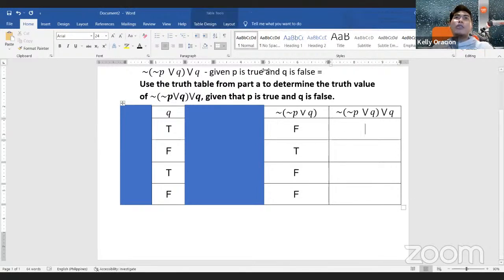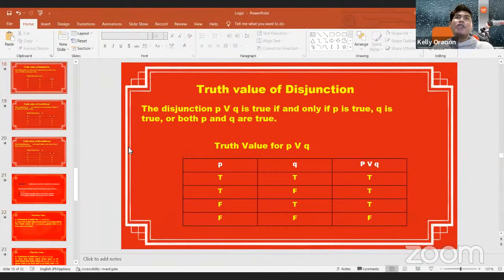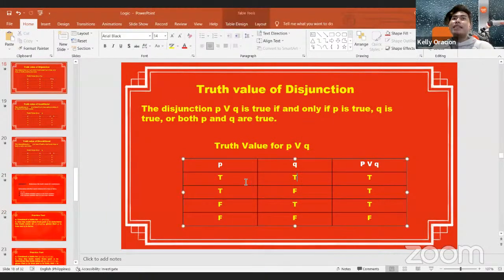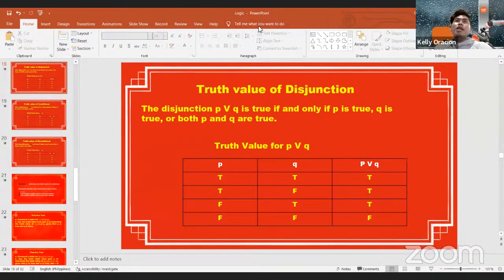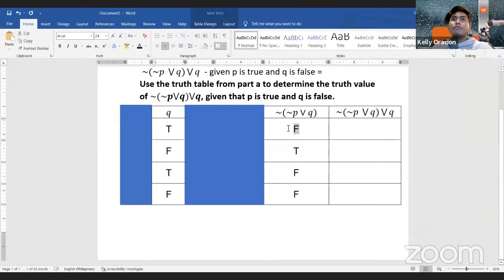Recall ha, let me share to you again the PowerPoint of the rule in disjunction. Ayan. Di ba? This is the truth value table for the disjunction. True, true, true. True, false, true. False, true, true. False, false, false. So let's proceed, no? Sa ating example, ito. True, false. The answer, disjunction na true, false is very good, true. False, true. The answer is true pa din. That's correct. True pa din.